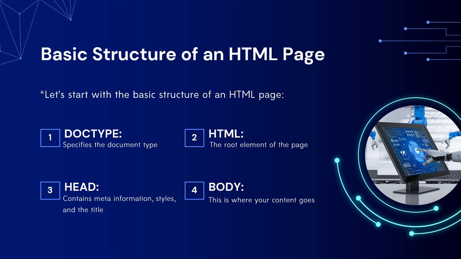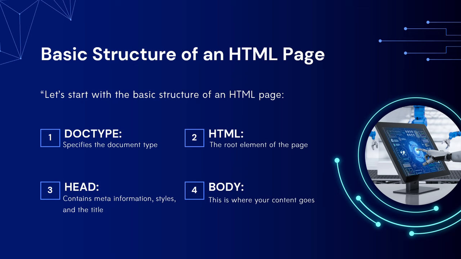Let's start with the basic structure of an HTML page. There are four parts of the basic structure. Number one, doctype, specifies the document type. Number two, HTML, the root element of the page.